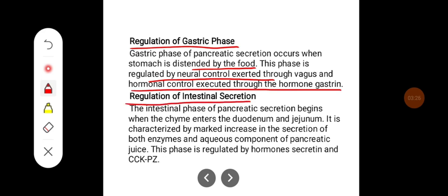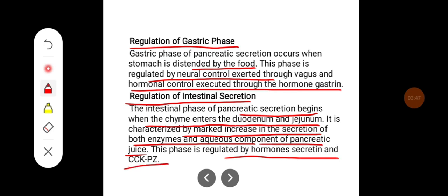Regulation of intestinal phase. The intestinal phase of pancreatic secretion begins when chyme enters into the duodenum and jejunum. It is characterized by a marked increase in the secretion of both enzymes and the aqueous component of pancreatic juice. This phase is regulated by the hormones secretin and CCK-PZ.